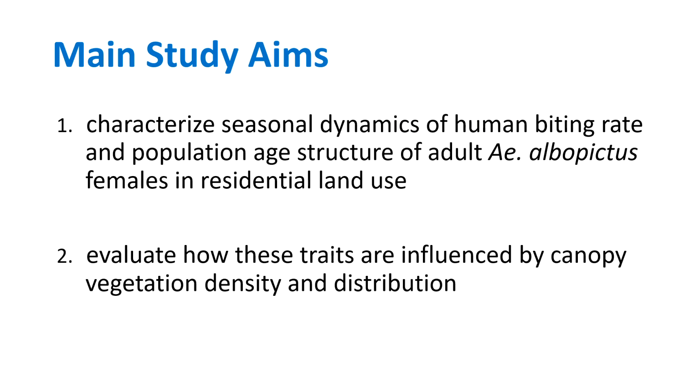So the two main aims of our study were to characterize these two very important population level traits, important in terms of determining their capacity to transmit a pathogen. One is the human biting rate, the frequency they come in contact with people, as well as the population age structure, so their daily survival, their average age within the population. We wanted to look at this temporally across the season and also look at how it's influenced spatially by its environment, and particularly looking at the influence of canopy density.